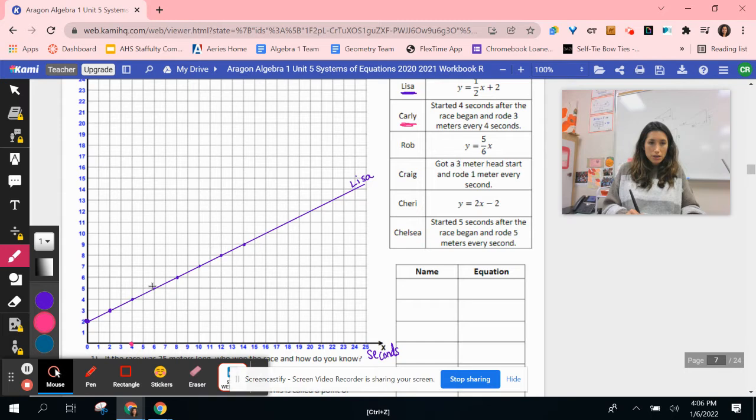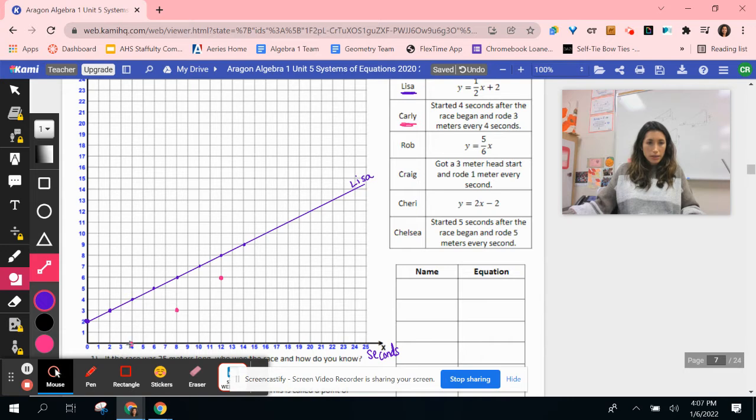I'm going to get rid of those dots there. Okay, I'm just going to put this here. And then she's traveling 1, 2, 3 meters, 1, 2, 3, every 4 seconds. I'm just going to use those lines. I'll go ahead and connect them. Let's keep my color coding here. I'll connect them with a pink line.